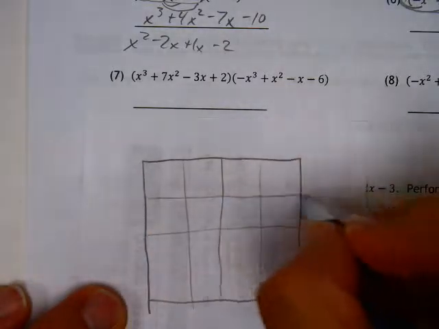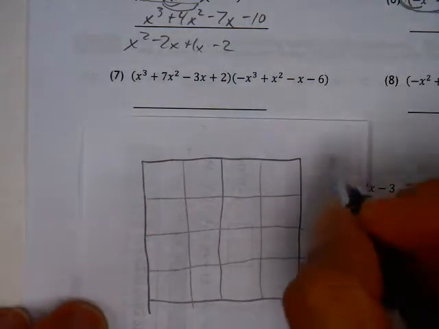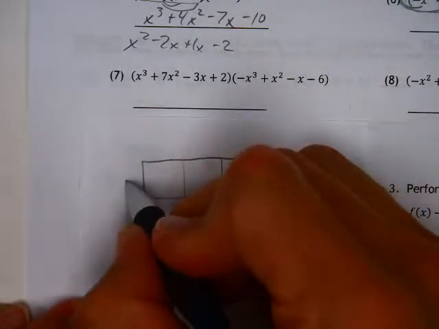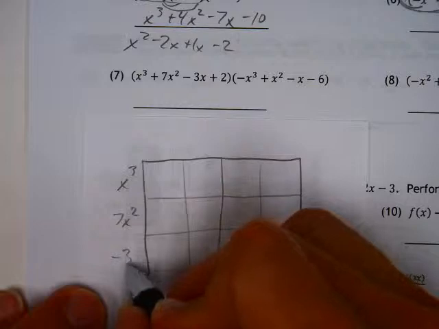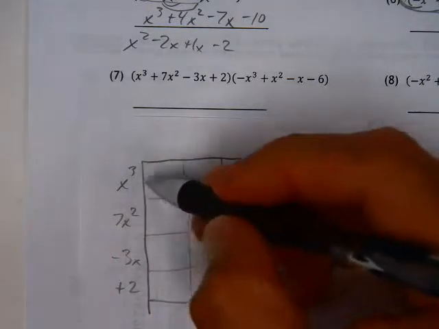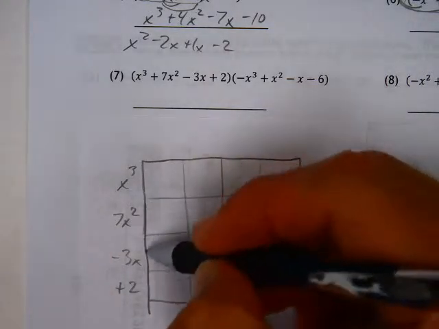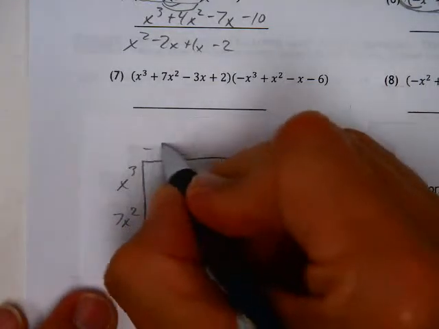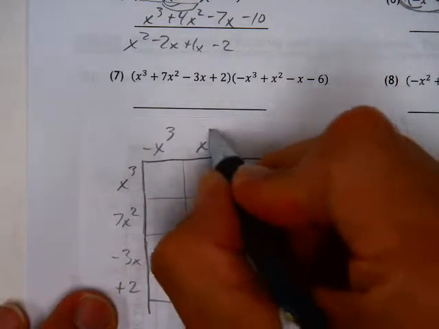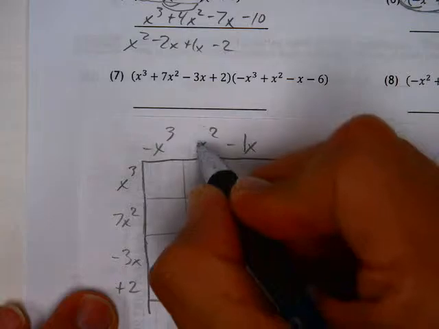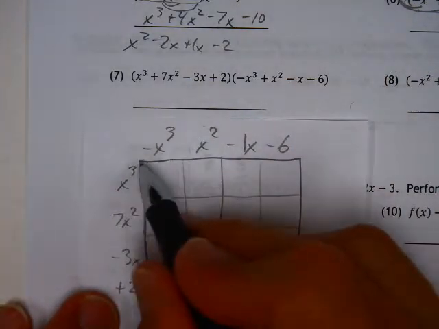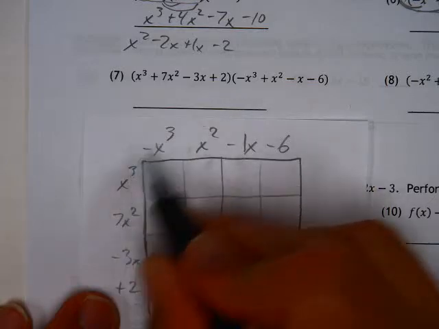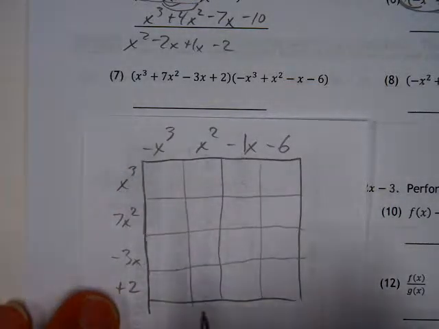Now the box might seem like a pain in some cases, but it's really going to be your best friend in this case. So you got your x cubed, your 7x squared, your negative 3x, and your plus 2. These represent the lengths of these sides over here. That just means that when you look at this side times that side, you're multiplying those two together. What does that give you?